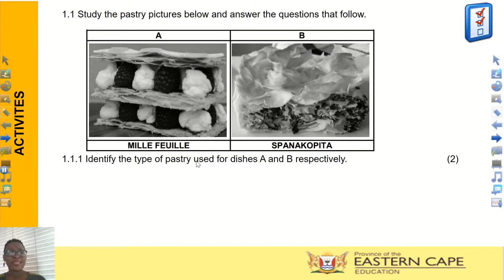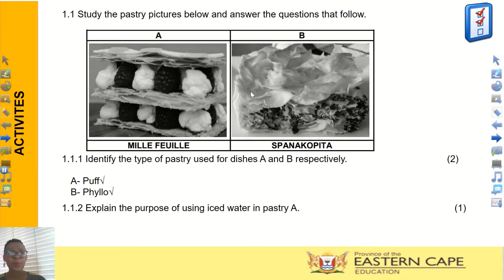So the first question says, identify the type of pastry that is used in dishes A and B. So what pastry has been used in the Malay fillet and which pastry is used in Spanakopita? Pita? And I said to you before, you need to look at the characteristics of each one to be able to answer correctly. The first one is your puff pastry. You can see the thousands of layers that have been formed due to the rolling and folding. And then this is a filo pastry. You can see that these layers have been created from the paper-thin pastry by rubbing in the butter in between.